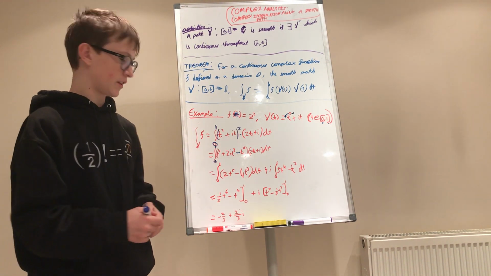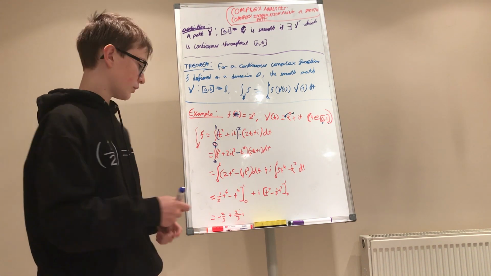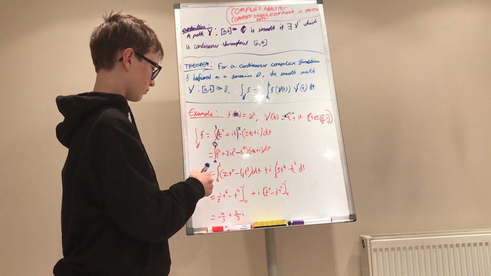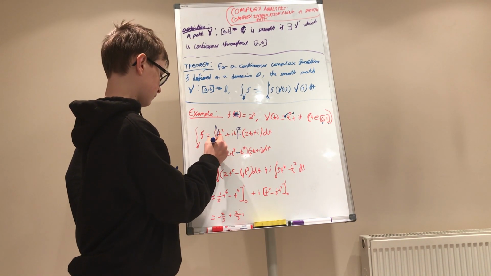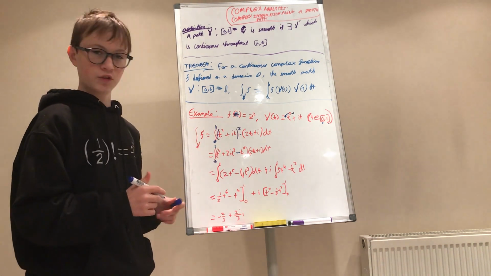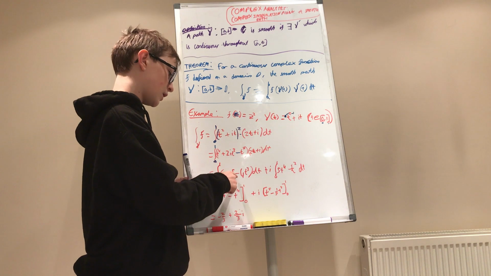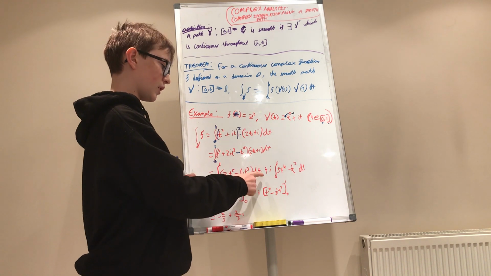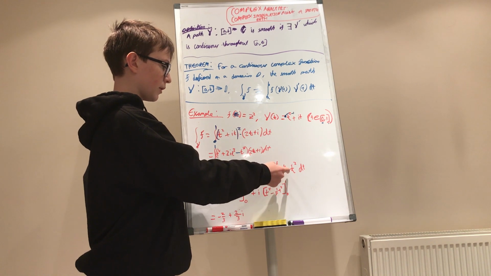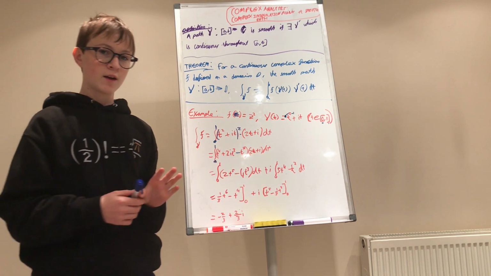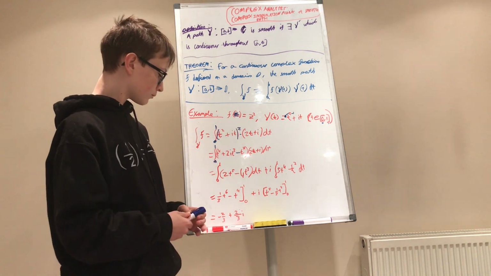We can split this up to make it a lot easier for ourselves. This actually equals the integral between 0 and 1 of 2t to the power 5 minus 4t cubed dt plus i times the integral of 5t to the power 4 minus t squared dt. And I'll show you where this comes from only if we hit 5 likes.